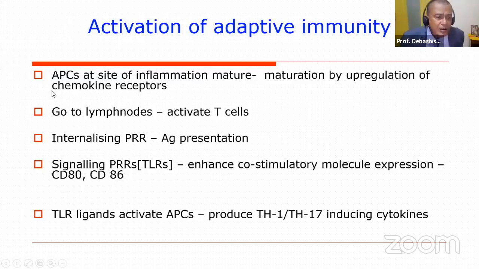Activation of adaptive immunity, however, is different. The antigen presenting cells at the site of inflammation mature, and the maturation happens by upregulation of chemokine receptors. And they go to the lymph nodes and activate T cells. By internalizing pattern recognition receptors, they help in antigen presentation. By signaling PRRs, as I mentioned, they enhance co-stimulatory molecule expression like CD80 and CD86, and they can also cause TLR ligand activation. The TLR ligands can activate antigen presenting cells and thereby produce TH1, TH17 inducing cytokines.